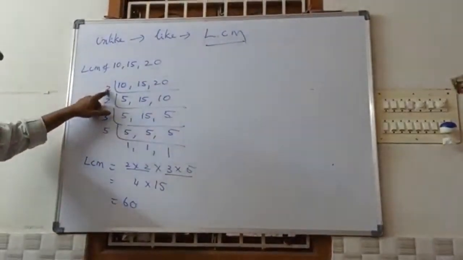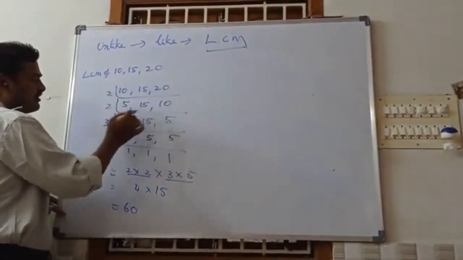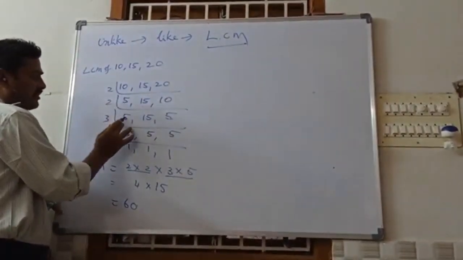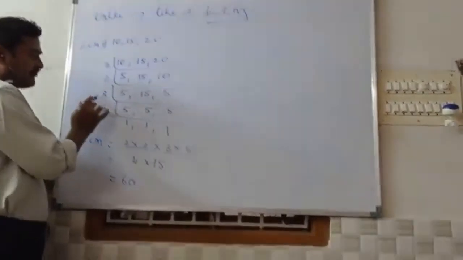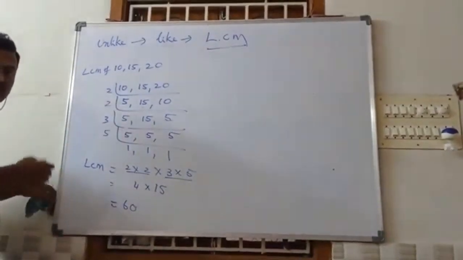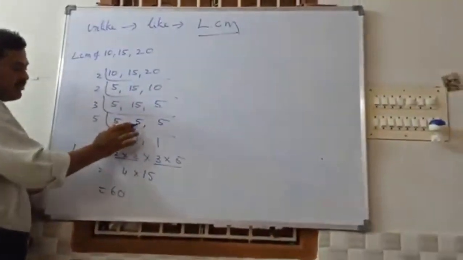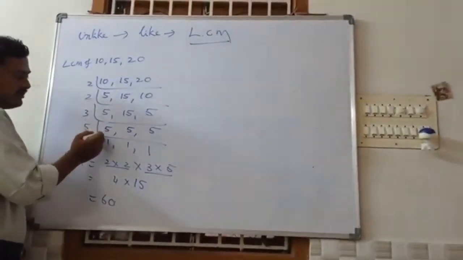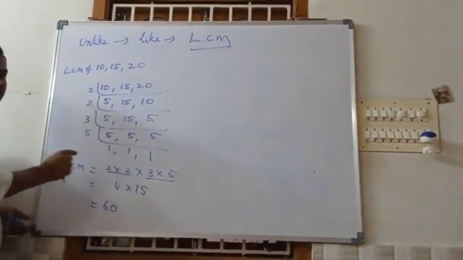So 10, 2 table, 2 5s, then 15 will not go, 2 10s are 20. Again 2 table, 5 will not go, 15 will not go, 2 5s are 10. Then after 2 table, immediately go for 3 table. If 3 table will not go, go for the next table. Like this we want to check. In the 3 table, 15 will go 5 times. Then in the 5 table, everything will go 1 time. So if you get 1 1 1, we can stop the process.